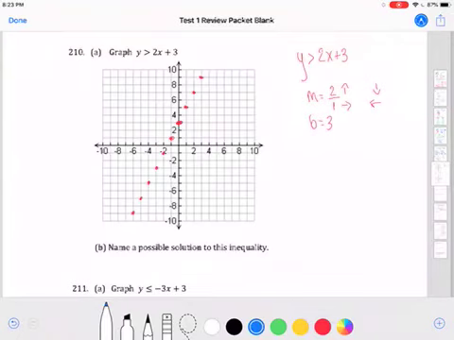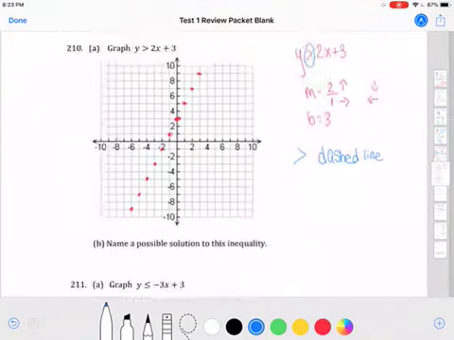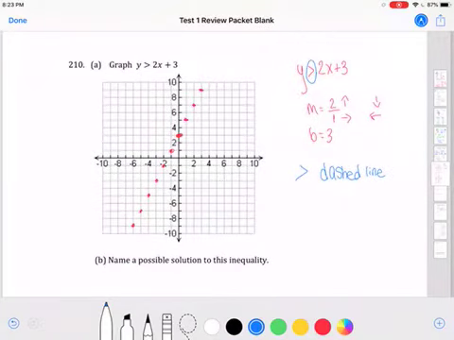Okay, don't connect it until you consider your inequality sign. So I have a greater than. Greater than tells me that it's going to be a dashed line. It's only a solid line if you have the "or equal to" underneath. If you look ahead at 211, I have the "or equal to," so that'll be a solid line. This one's going to be dashed because it doesn't have the "or equal to." So I'm going to connect this real quick with a dashed line. Arrows on the ends still.